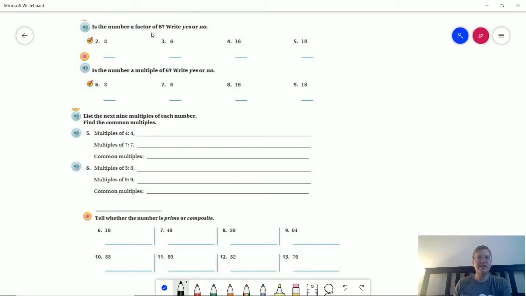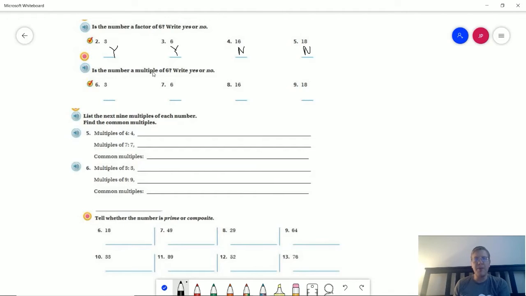Is the number a factor of 6? Can I multiply by 3 to get to 6? Think about that for a second. The answer is yes. Can I multiply by 6 to get to 6? The answer is yes. Can I multiply by 16 to get to 6? No, I cannot. That number is too large. And can I multiply by 18 to get to 6? The answer is no. 18 would be considered a multiple of 6 for what we're working with.